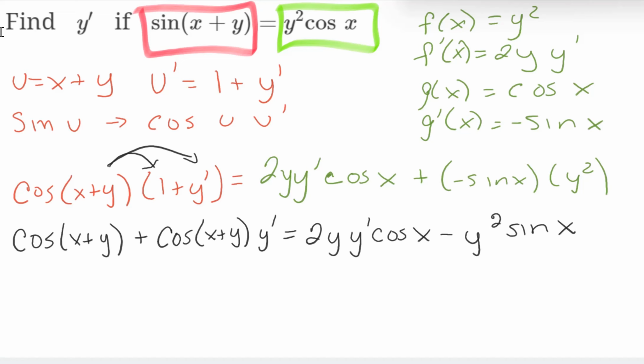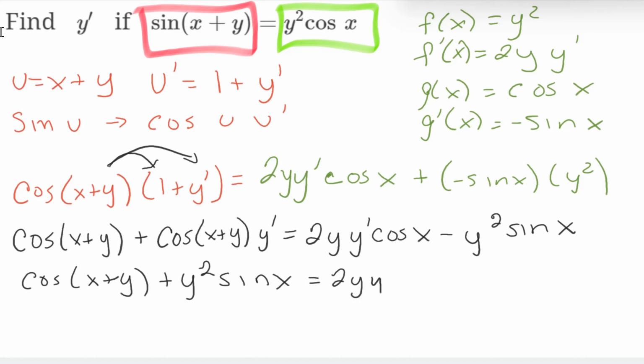Now we can move the y primes to one side and the other stuff to the other side. So I have cosine x plus y plus y squared sine x equals 2y y prime cosine x minus cosine x plus y times y prime.